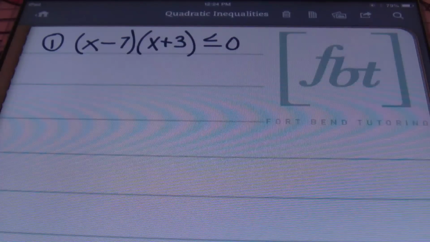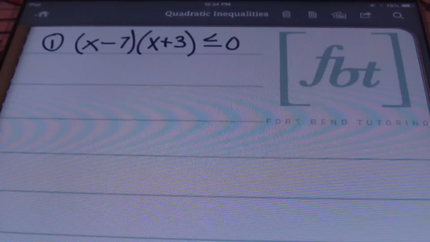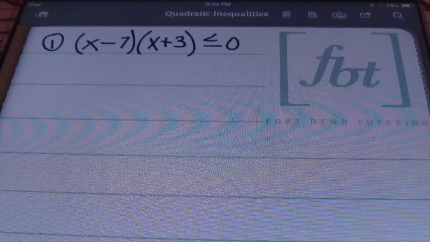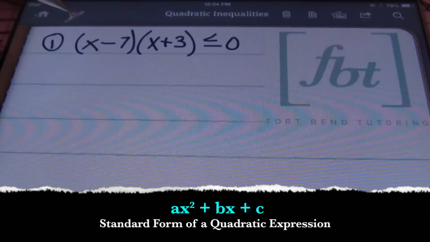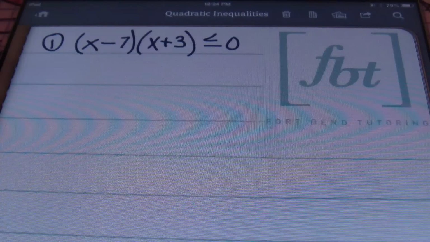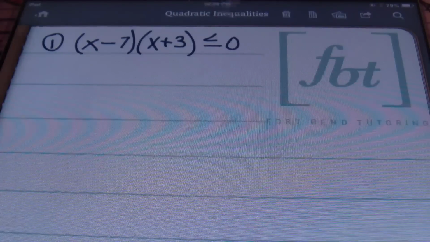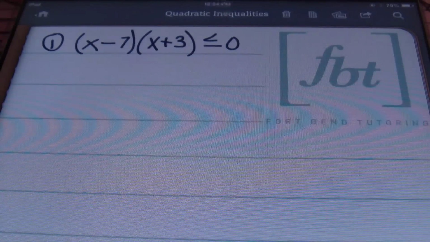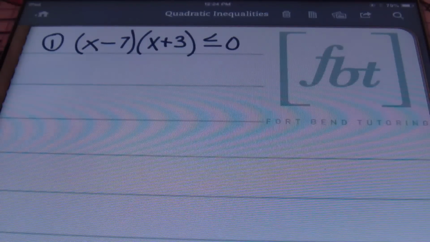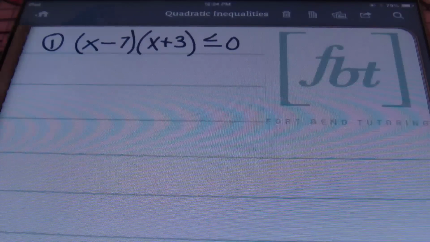Here I have the quantity of x minus 7 times the quantity of x plus 3, which is less than or equal to 0. Now this is going to be a quadratic expression on the left side of our inequality symbol. If you were to multiply this all out, you would end up with x squared minus 4x minus 21. So this is a quadratic inequality. Now notice that it's already factored for us. That's a good thing, and it's set equal to 0. So on the right side of our inequality, we have a value of 0. That's the form that you're looking for.